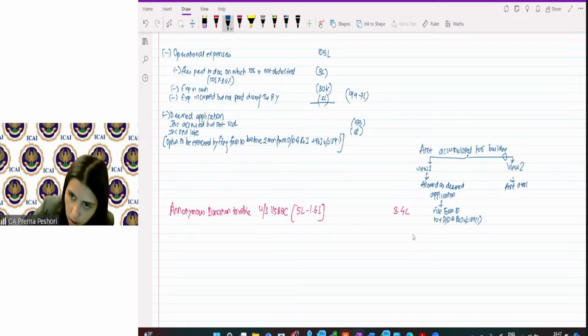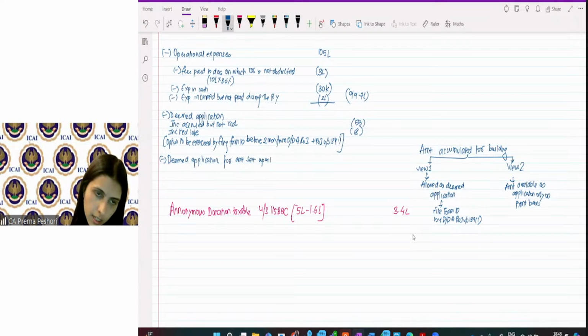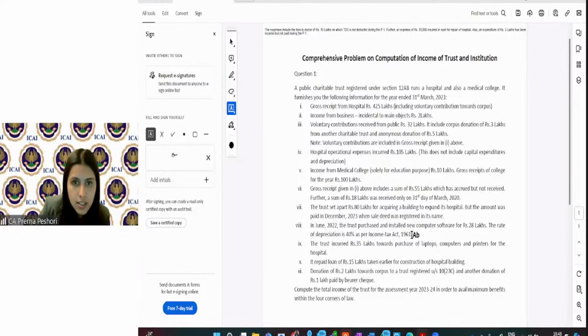And the view 2 is amount available as application only on payment basis. Now here I am adopting view 1. So I'm considering deemed application for amount set apart for the building. So how much is the amount which is given to me? It is 80 lakhs.